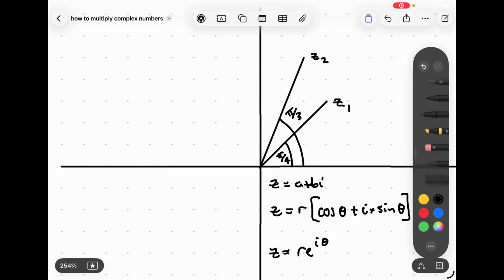In this video, I'm going to go over how you multiply two complex numbers. So let's get right into it. For this example, we've got z1 and z2, and we're going to want to multiply them.